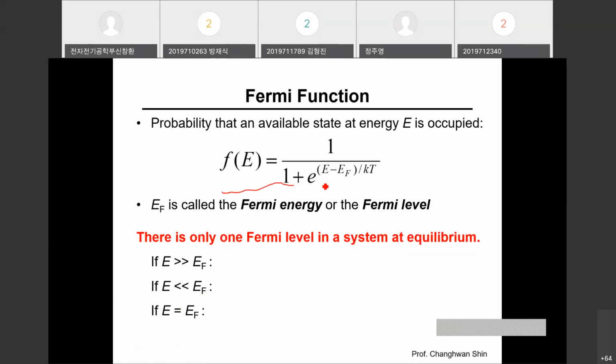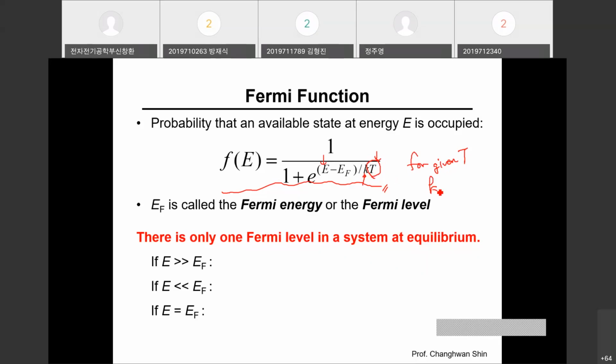So here the analytical form of the Fermi function is described, but here you can find another parameter in the Fermi function, that is temperature T. K is the Boltzmann constant, as the name itself indicates, constant, right? So K is constant. So here there are only two variables, E and T. Usually for a given temperature T, for example at room temperature, T is 300 Kelvin.